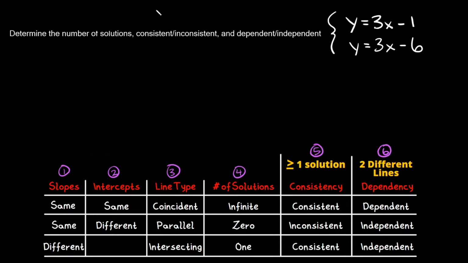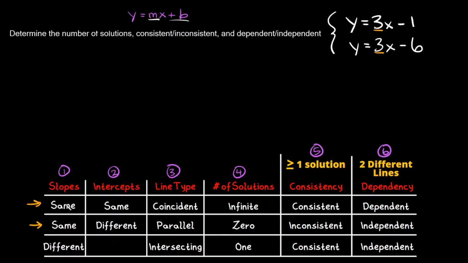Now, the way we're going to do that is using the slope-intercept formula, which is this bad boy right here: y is equal to mx plus b, okay? If you remember, this m is your slope, and the number at the end, the b, is your y-intercept. So let's compare the slopes. On this first equation, the slope is positive 3, and on the second equation, it is also positive 3. Since we have the same slopes, we're going to go down either this row or this row.